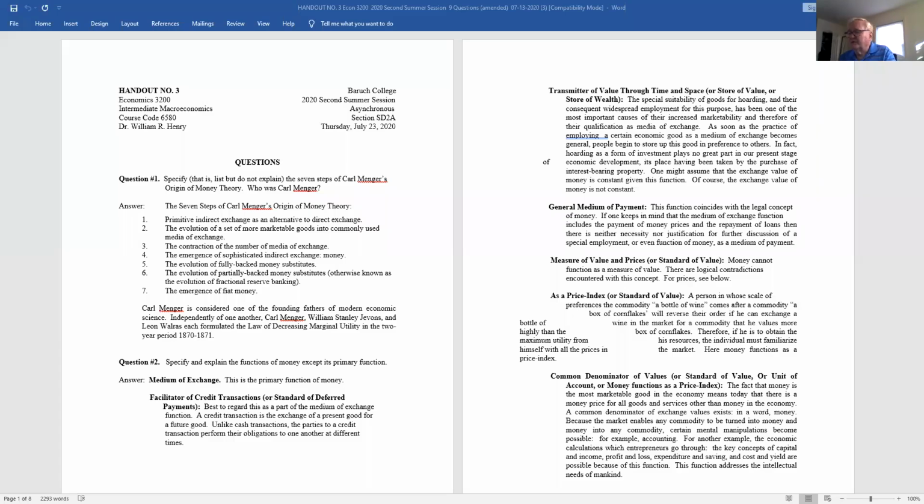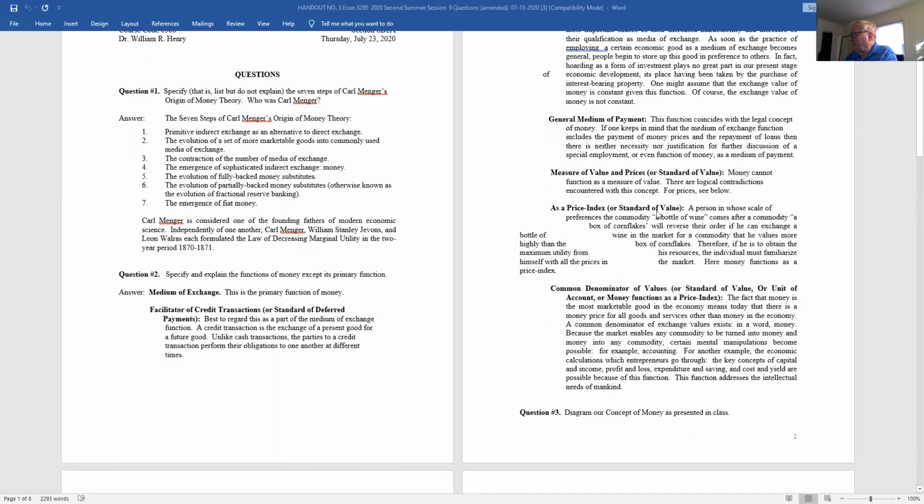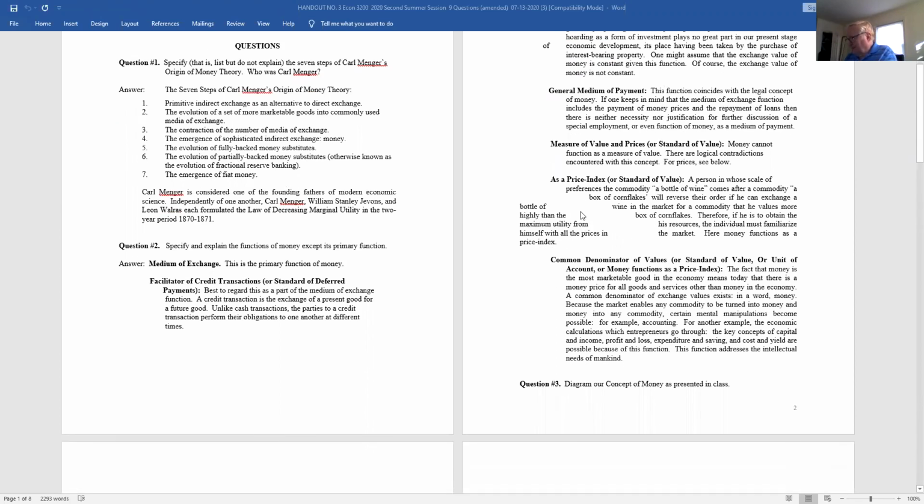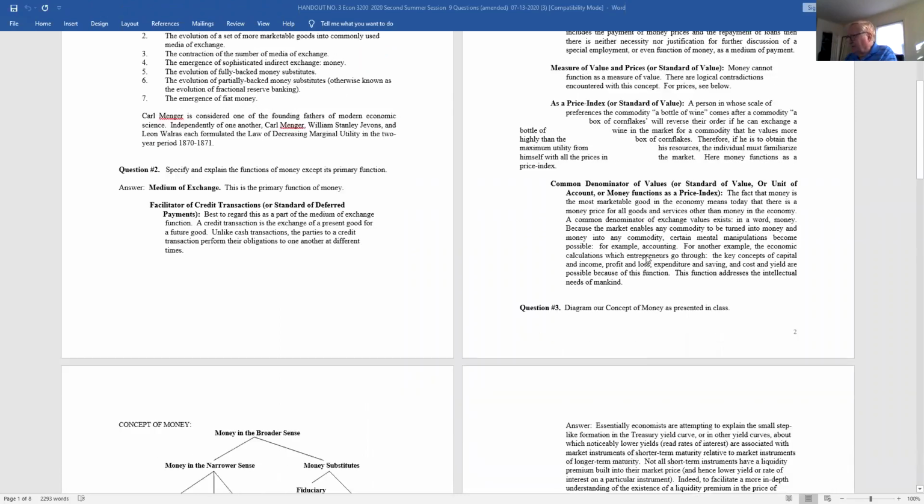And I'm going to put handout number 3 on the share screen here on Zoom. Yes, okay, you should see handout number 3. And I have questions about the origin of money theory on here, but what's really important is the secondary functions of money here. And we have several of them, and I apologize for the typing here. I just don't know what happened. You can still read it.